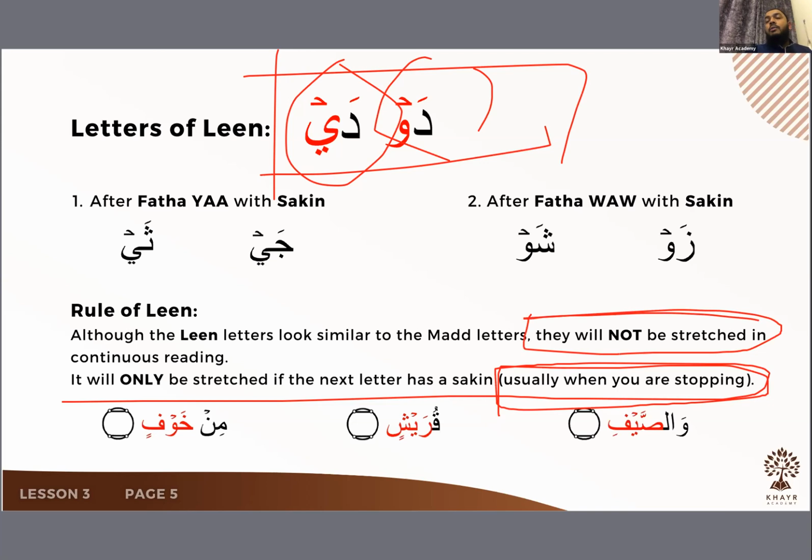Okay, like I read Quraish, Quraish. Because I stopped, I made it long. If I don't stop, I say Quraishin. Can you see Quraishin and Quraish? That's the difference. Is that clear for everyone?